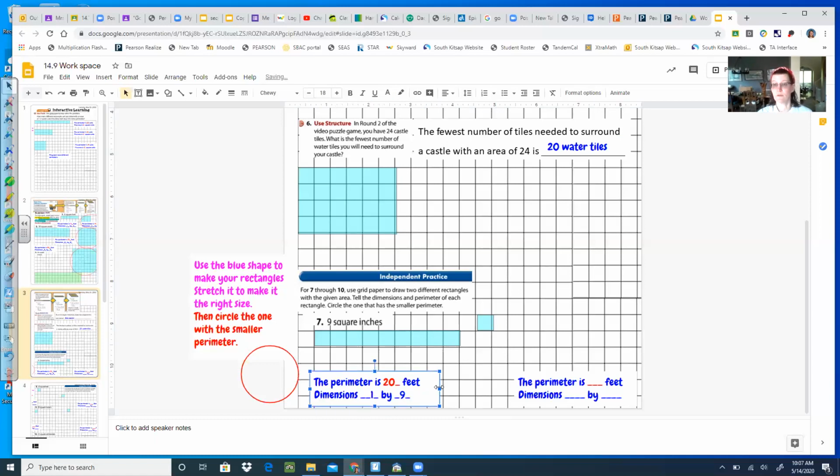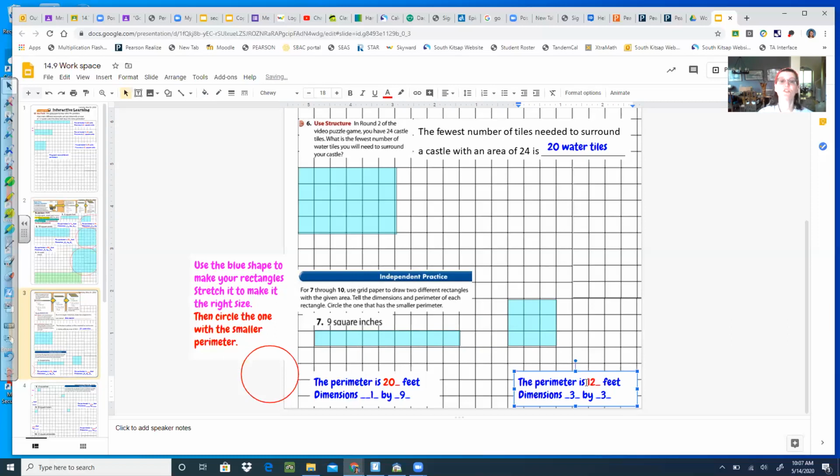Okay, now there is a square number that multiplies to be 9. 1 times 1 is 1. 2 times 2 is 4. 3 times 3 is 9. That's the shape we want for our other guy. I want a 3 by 3. So there's a 1 by 1. There's a 2 by 2. And there's my 3 by 3. So 3 by 3. Now the perimeter. 3 plus 3 is 6. 3 plus 3 is 6. 6 plus 6 is 12.